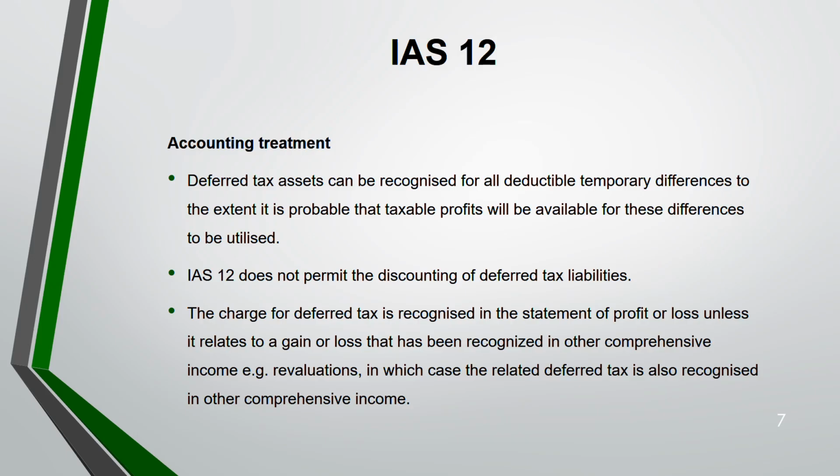So the charge for deferred tax will be recognized in your statement of profit and loss unless it relates to a gain or loss that has been recognized in other comprehensive income. For example, revaluations, in which case your deferred tax also will be recognized in other comprehensive income. Mostly this is for property, plant and equipment under IAS 16. If it has been revalued, the gain or loss will be recognized in OCI, so the deferred tax gain or loss will also be recognized in OCI. Otherwise, almost all of the time, the deferred tax will be recorded in profit and loss.